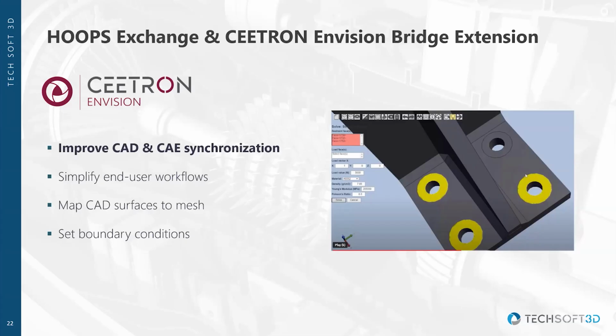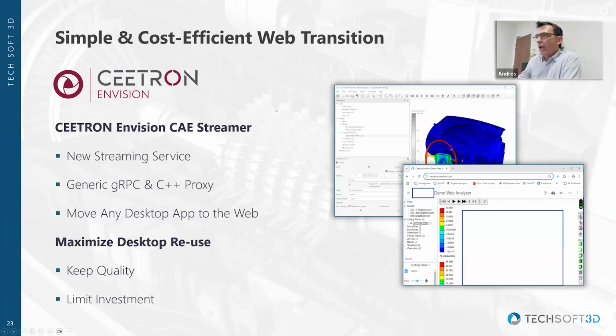in Envision. We're going to improve this to make your end user workflow much easier by introducing a mapping between the surfaces and the mesh, the object's mesh. This will allow you to set boundary conditions on the surfaces independently of any meshing operation. So really improving the workflow. Okay, those were very nice features.